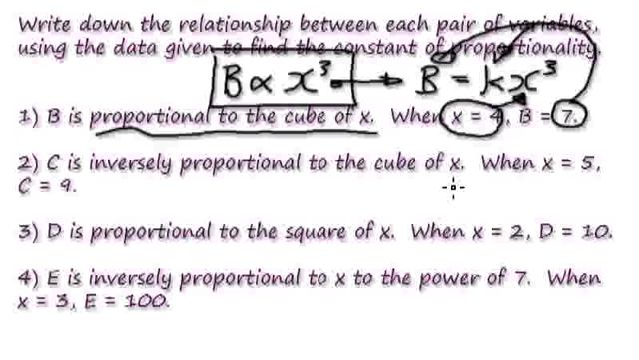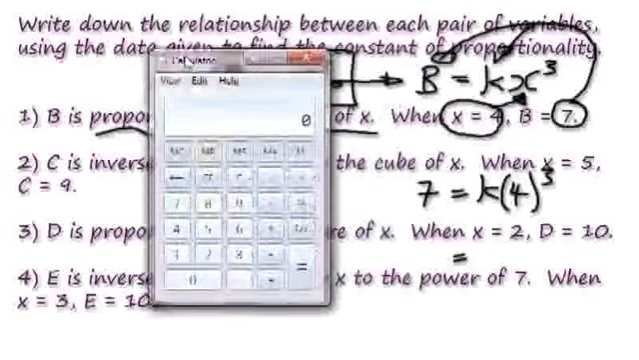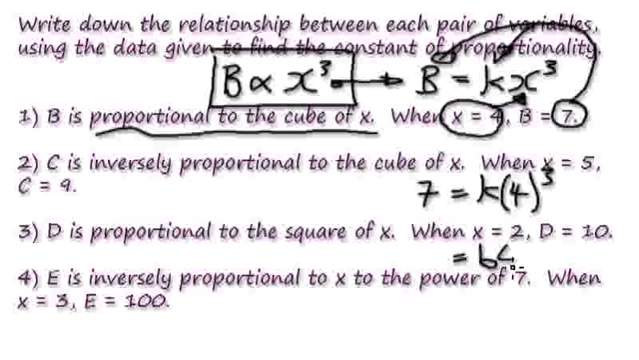So this would be 7 equals a number that we're trying to work out, and then put the 4 into the x. So 4 to the power of 3. Okay, let me get my calculator. So 4 to the power of 3. I'm just going to do 4 times 4 times 4. Same thing. Equals 64. So this will be 64k, and then equals 7 here.